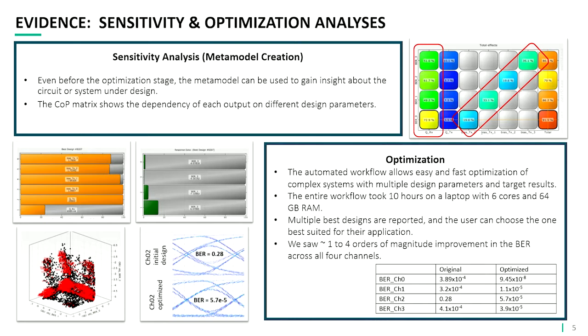So to give you the final output of the investigation, we saw 1 to 4 orders of magnitude improvement in the bit error rate across all channels, with the biggest improvement in channel number 2, where we went from 0.28 to 5.7 times 10 to the power minus 5. And this whole process took only 10 hours on a laptop with 6 cores.